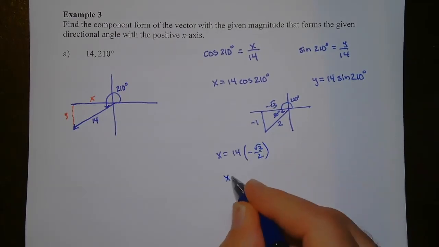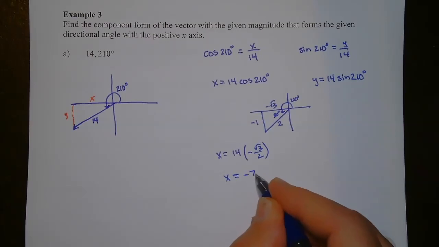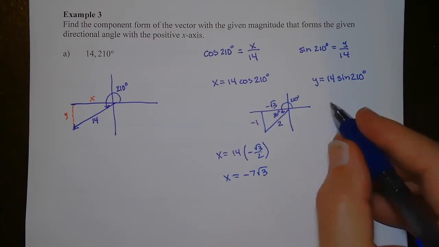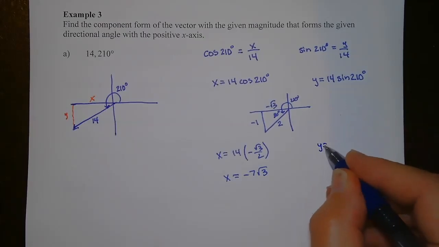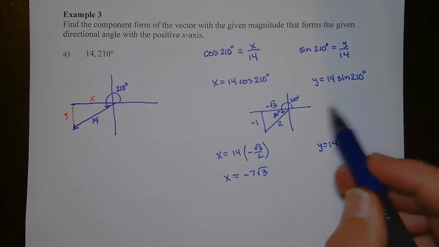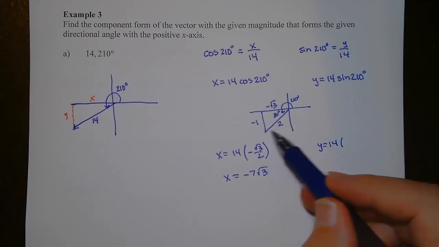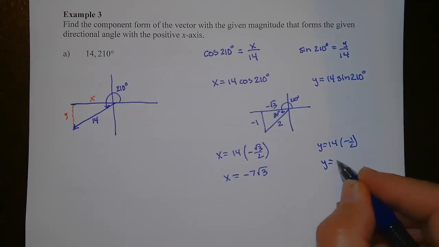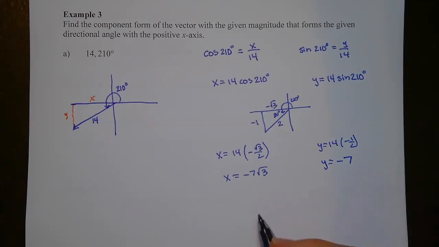So our X would be equal to -7 square roots of 3. Over here, for the 210 degree angle, we'd have Y equal to 14 times sine of 210 degrees, which is -1 over 2. So Y would be equal to -7.